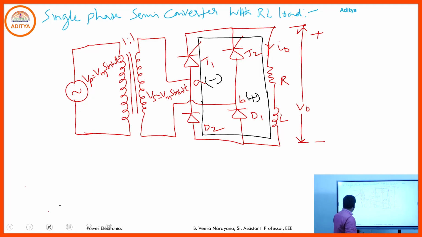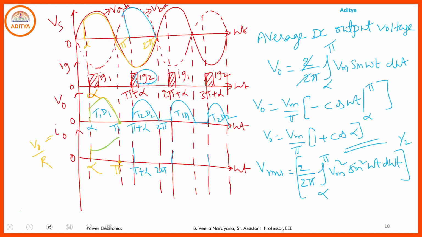Hence we clearly observe that from pi to pi plus alpha, the energy stored in the inductor is discharged due to the conduction of T1 D2. But from alpha to pi, due to the conduction of T1 D1, the energy storage in the inductor takes place. Very important: the energy stored in the inductor is discharged through T1 D2.